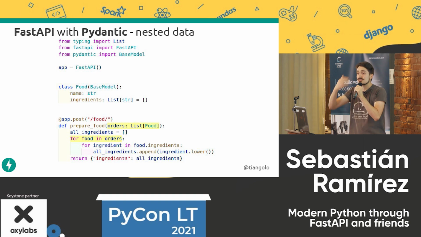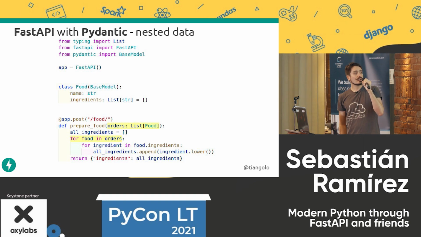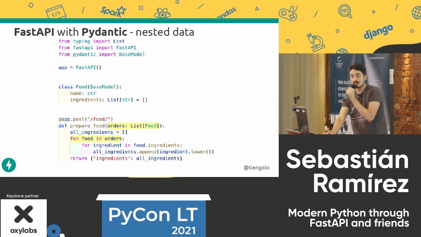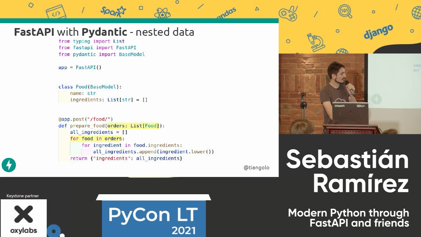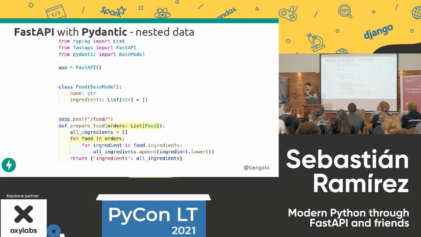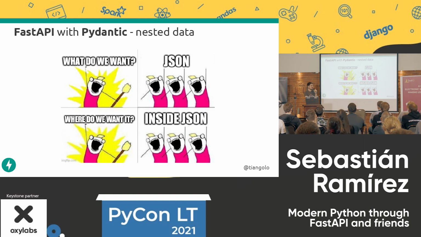Now, what if we want to nest data? Let's say that we want to have not just one single food item, but a list of food items. We can declare now that this orders parameter is going to be a list of Food instances. Again, this is the standard way to declare that in Python. And FastAPI will make sure that this is what we receive. And because this is a list, we can iterate on this list, and we will actually receive an instance of this Food class in each one of these items. So we will be able to just use them internally. So if we want to have JSON inside JSON, we can just do that with the same standard type annotations.